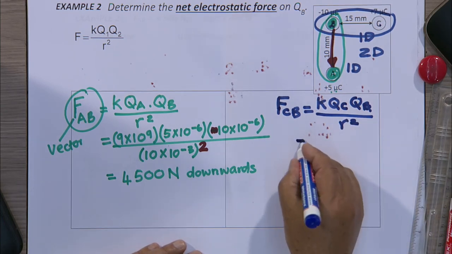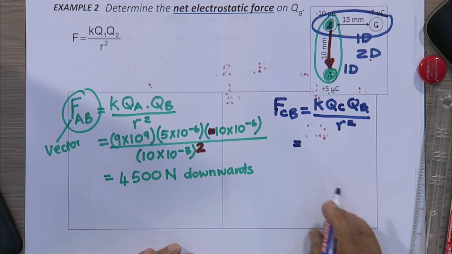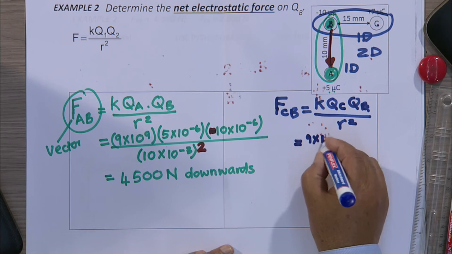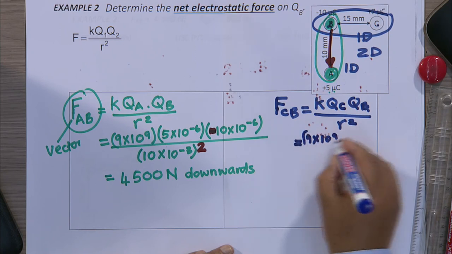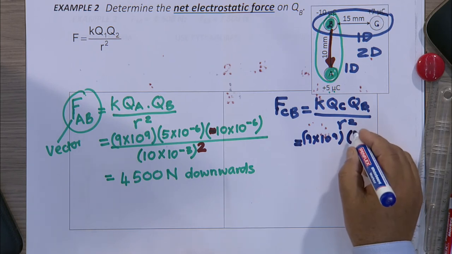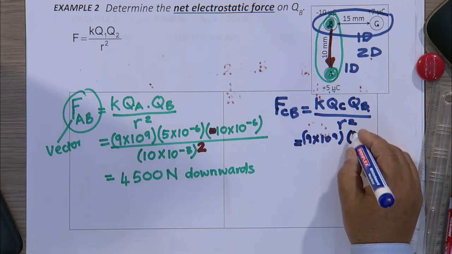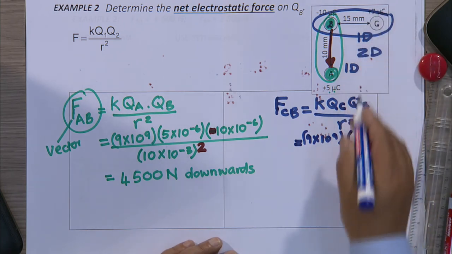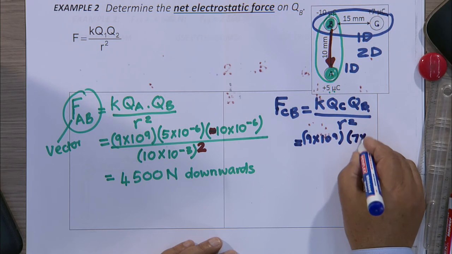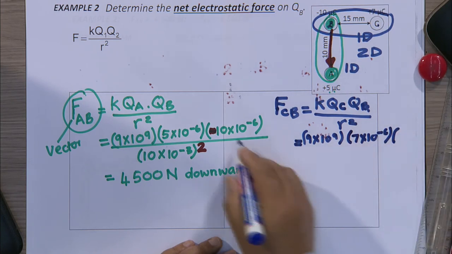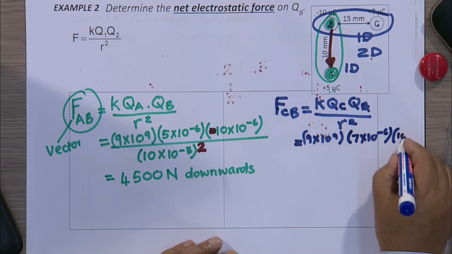And then I simply start plugging in. I hope I will have enough space now. And that is 9 times 10 to the power 9. I'm writing slightly smaller, but I think by now you can know what it is. And C, according to me, is 7 times 10 to the power minus 6. This is 7 micro. Micro is 10 to the power minus 6, so it's 7 times 10 to the power minus 6. And, of course, the other one I know already, 10 to the power minus 6.